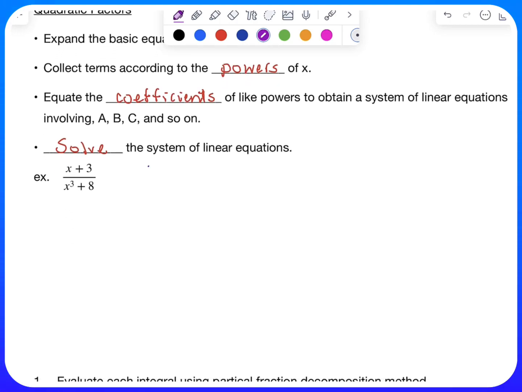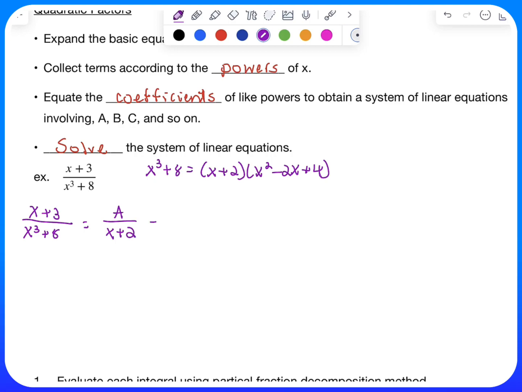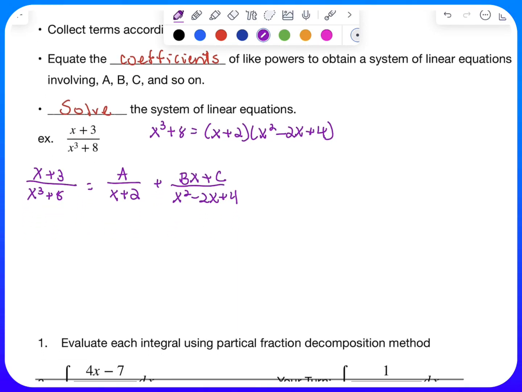So for example, x cubed plus 3 in this example is a cubic that factors to (x plus 2) times (x squared minus 2x plus 4). And that quadratic, x squared minus 2x plus 4, does not factor. So let's find our basic equation by setting a over (x plus 2). Now, since this is a quadratic here, remember, we're going to decrease our power by 1, so it needs to be a linear function on top. So we're going to write that as bx plus c as the numerator.